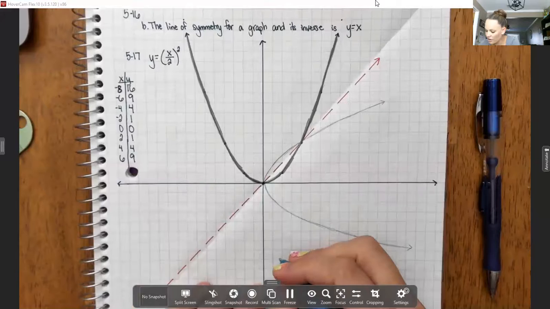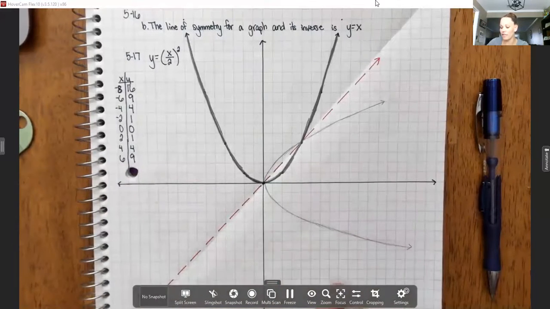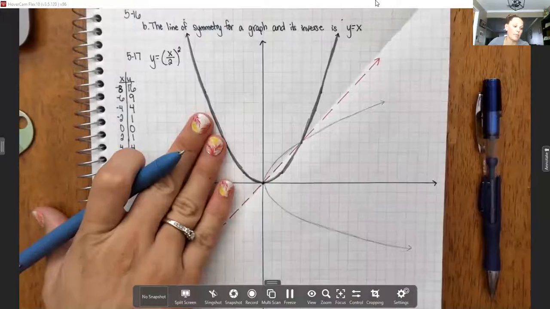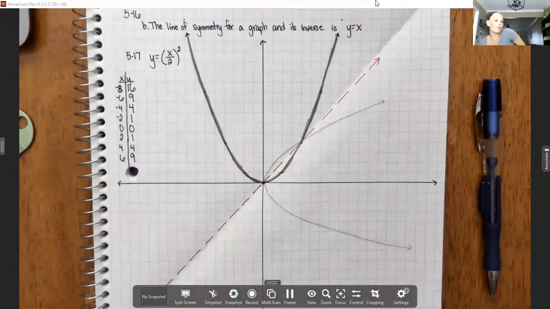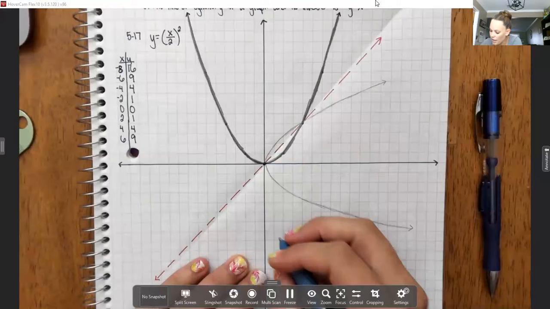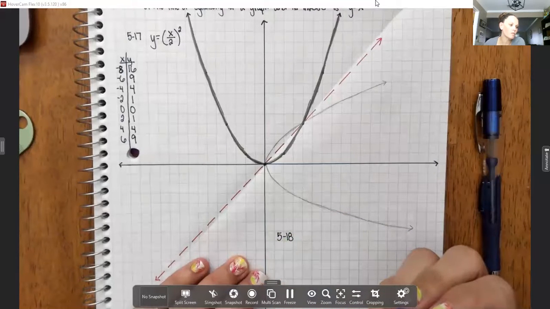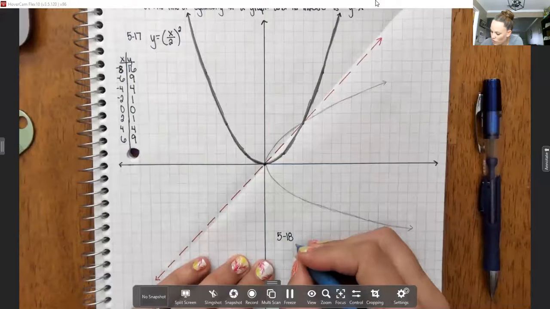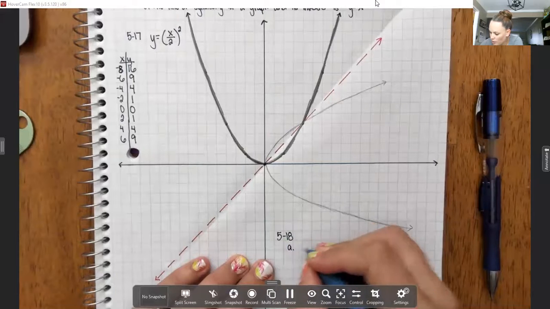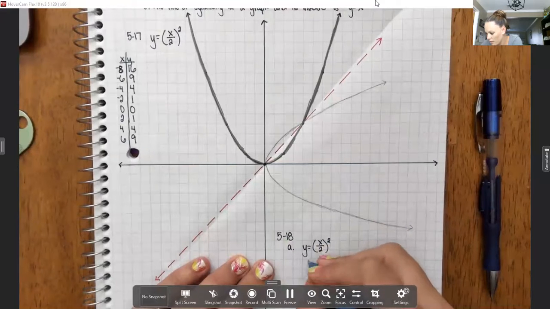So for 5-18, if you have space at the bottom of the graph, that's fine because it's referring to this same graph. And we want to talk about the domain and range of these. So I'm just going to put it down here. So for our equation, y equals x over 2 squared, we want the domain and we want the range.